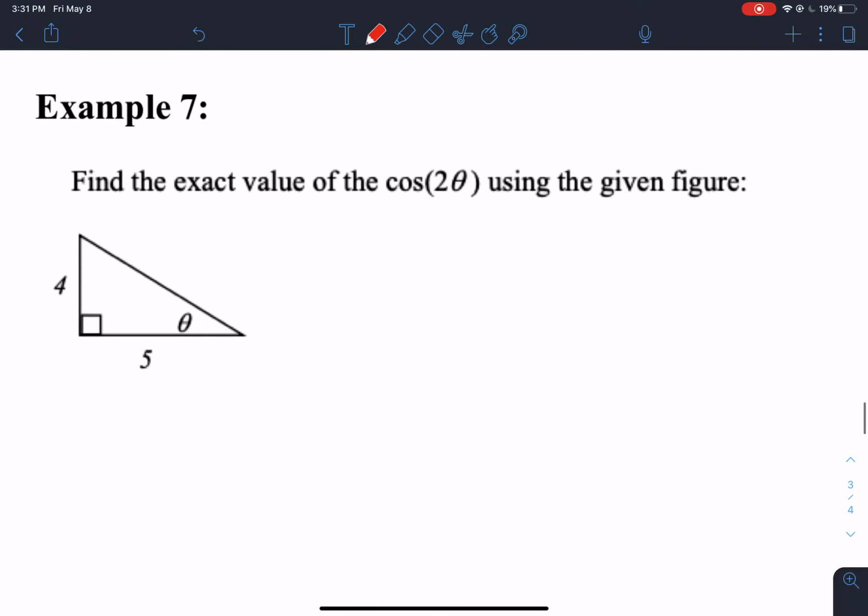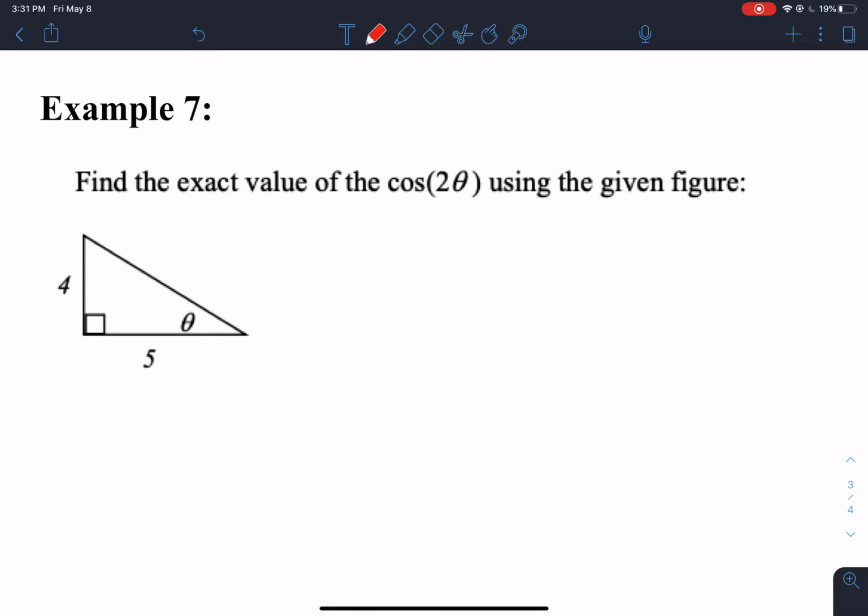Over here it says find the exact value of cosine of 2 theta. So looking at the triangle, we have sides of 4 and 5, and then we're going to say that the other side, which we'll call the radius, is going to be what? That's going to be 41. So root 41 is your radius.